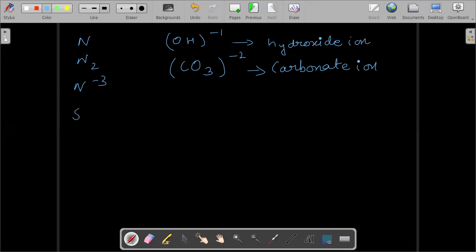What will be the name of S-2? It will be sulfide ion, not sulfur ion. S is sulfur. When I write S, it is sulfur. If I write S-2, this is sulfide ion.